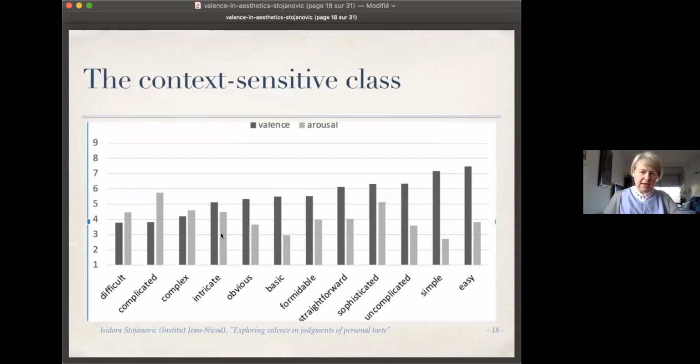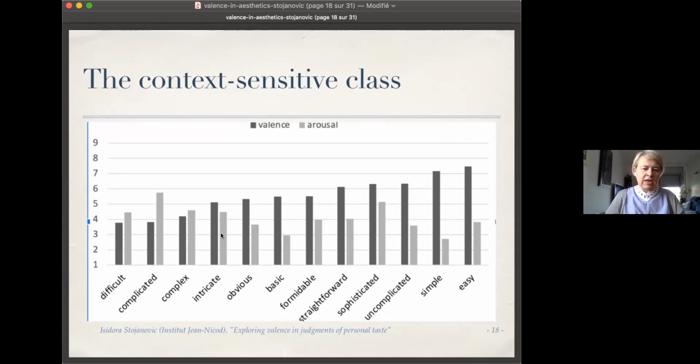So what I'll very briefly do is just show you the ratings that people give for the adjectives that I've listed earlier. So there is the context-sensitive class, and here they are listed in terms of growing valence. What is interesting is that all of the adjectives that we are looking at have their valence go toward the middle of the scale. The scale is from 1 to 9, and they tend to oscillate around 5, 6.